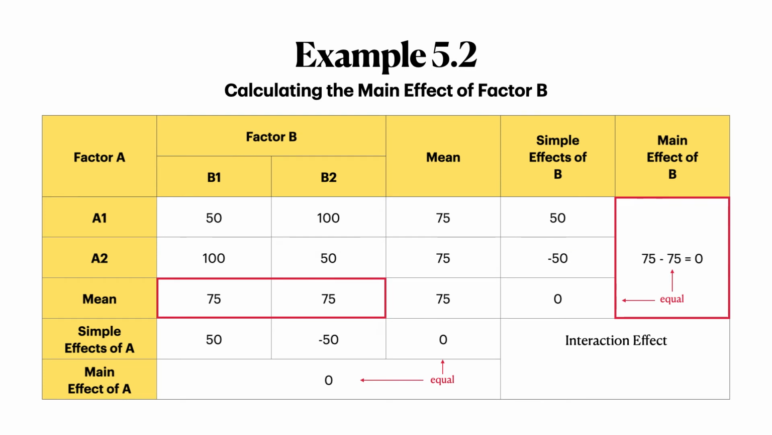And again, we can demonstrate this calculation in the context of our two-way table. You can see here on the right-hand side, in the column main effect of B, we are calculating the main effect of B as the difference between the two means of the factor levels of B. So the two column means, 75 minus 75. And again, that gives us 0.